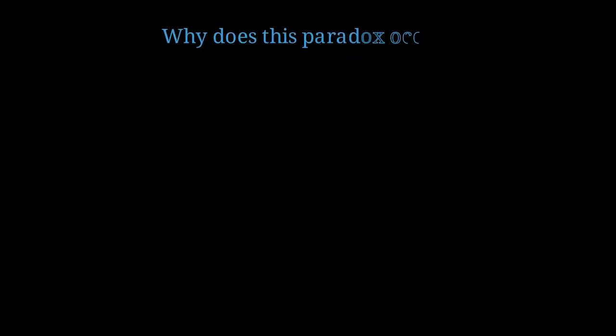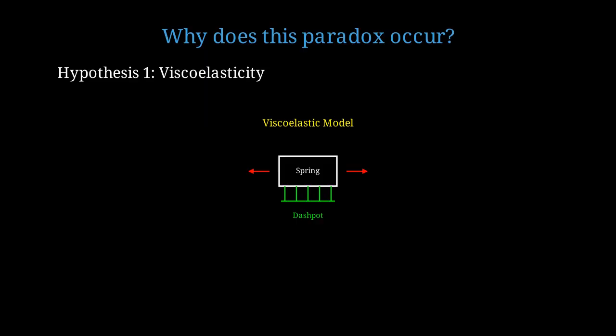So why does this paradox occur? The answer lies in the fact that the shell material is not purely elastic. There are hidden physics at play. The first hypothesis is viscoelasticity. Real polymer shells exhibit both elastic and viscous behavior. The material response depends on the loading rate. A simple model of viscoelasticity combines a spring representing elasticity with a dashpot representing viscosity. The spring element stores energy, while the dashpot dissipates energy through viscous flow. In a viscoelastic material, the effective modulus depends on time or loading rate. If you load quickly, the material appears stiffer. If you load slowly, it appears softer.